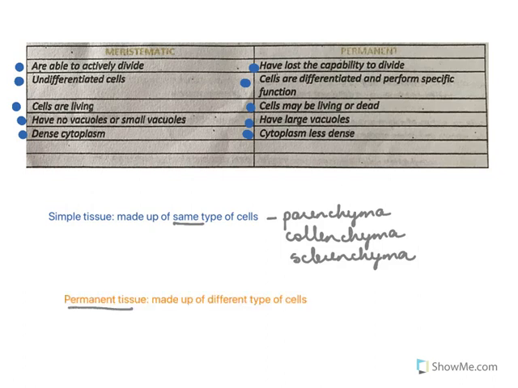Then we have the complex tissue, which is made up of different types of cells. Examples are the xylem and the phloem, which we will learn in more detail. There's a correction I need to make: this is not permanent tissue. This is complex tissue. Complex tissues are made up of different types of cells, like the xylem and phloem. The xylem is made up of different cells. The phloem also is made up of different types of cells that we will learn later.